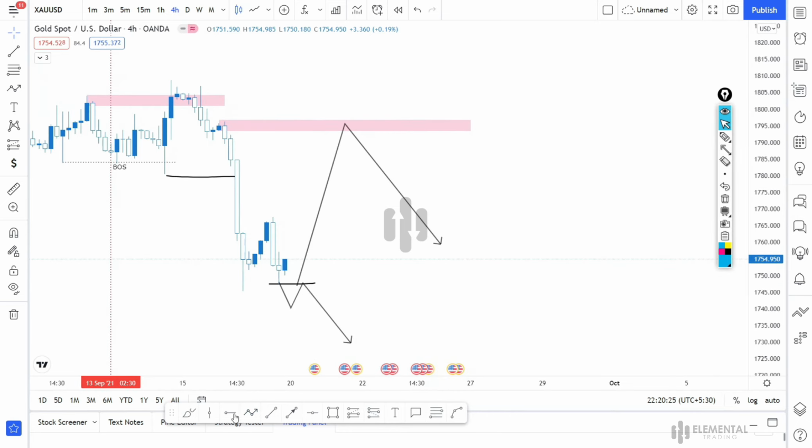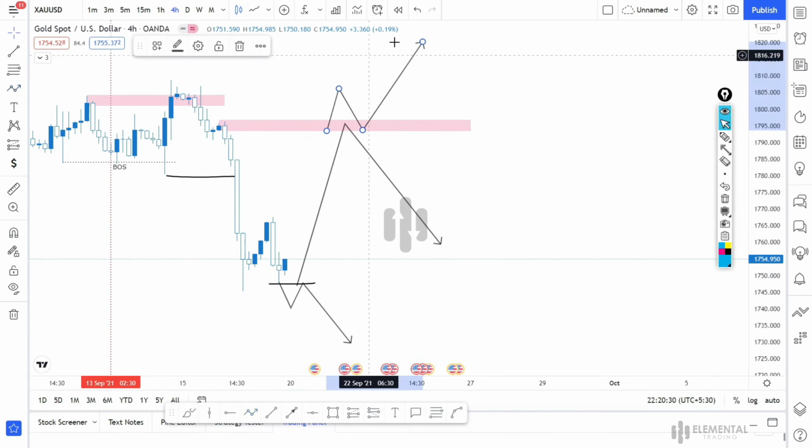What if price violates the key level? We will be looking for break and retest of the key level. So this will be our plan C.